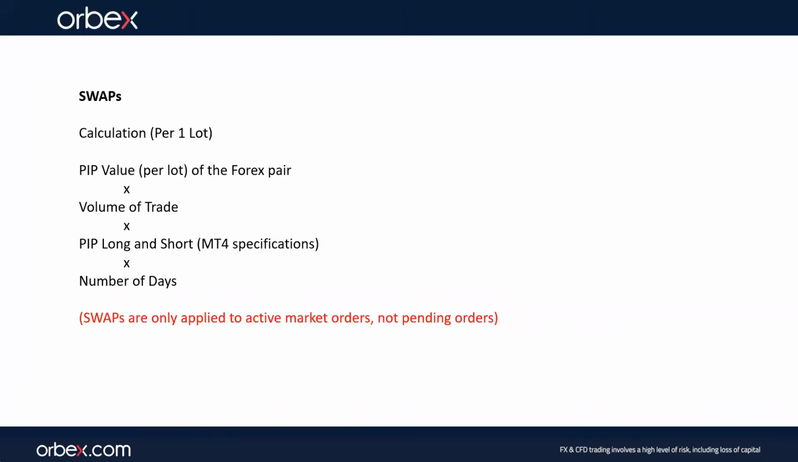So it's the pip value of the Forex pair. That would be $10 if it's one lot. For EURUSD, like I just gave the example, it would be 0.1 or 0.01 if it's a micro lot or a mini lot. And then the volume of trade, how many lots you have open, or whatever volume you have open, swap long and short, which is the MT4 specifications that I've just shown you, and multiply that by the number of days.